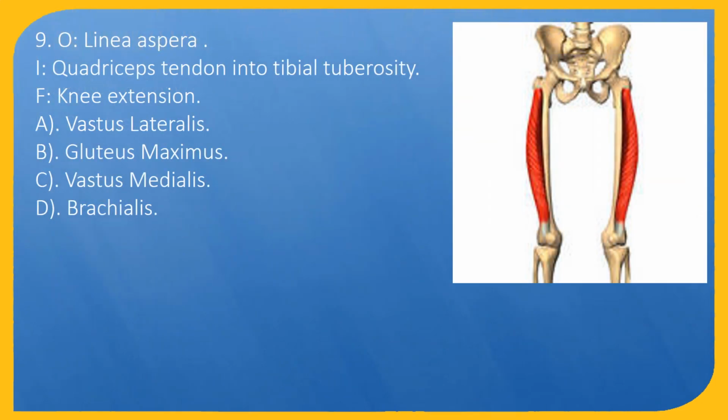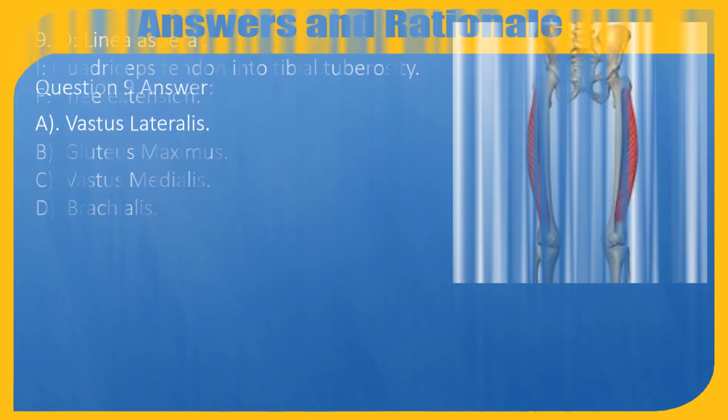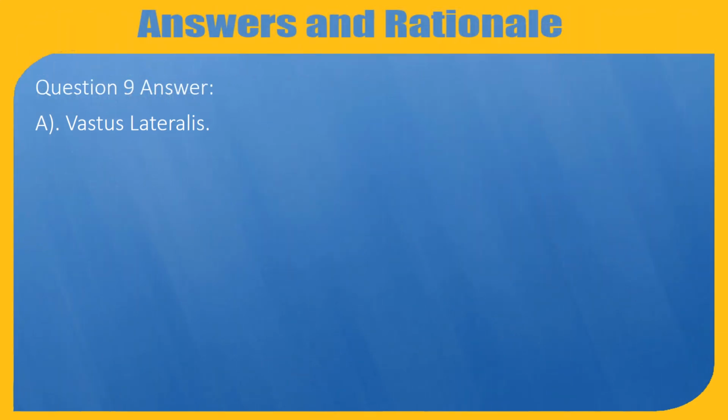Question 9: O. Linea aspera. I. Quadriceps tendon into tibial tuberosity. F. Knee extension. A. Vastus lateralis. B. Gluteus maximus. C. Vastus medialis. D. Brachialis. Question 9 answer, A. Vastus lateralis.